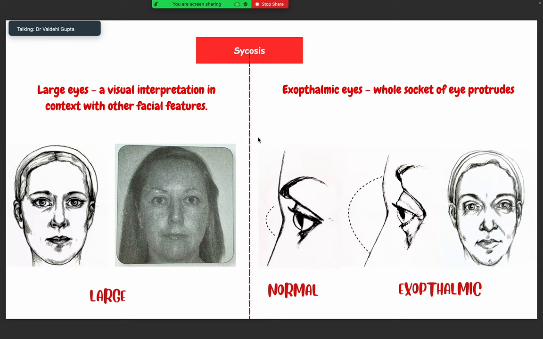Next one is exophthalmic eyes, which is also large eyes. In exophthalmic eyes, the whole socket of the eyes protrudes. The eye looks like it will protrude through the socket. There are two sketches. The first one is the normal sketch where we can see the area covered by the eyes is quite small, while in the exophthalmic one, the socket takes a major area of the face. The arc is quite large. So this is exophthalmic eyes. The last one, the extreme right one, is the sketch of exophthalmic eyes, where it looks bulging, as if it will protrude. Exophthalmic eyes are also called bulging eyes, like in hyperthyroidism.